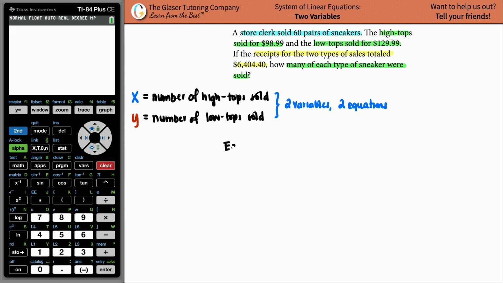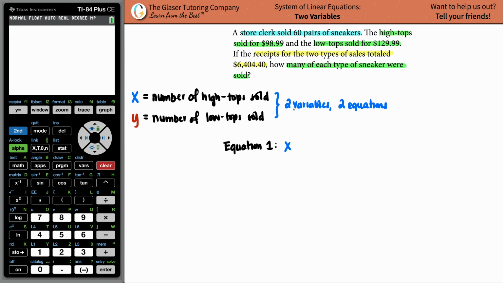So equation 1. Usually when you start writing your equations, always start from the beginning. In this case, they said that the store clerk sold 60 pairs of sneakers. 60 total pairs of sneakers, divvied up into high tops and low tops. So we have the total number of high tops sold plus the total number of low tops sold. How much should that equal? 60 total pairs. So there's your first equation.